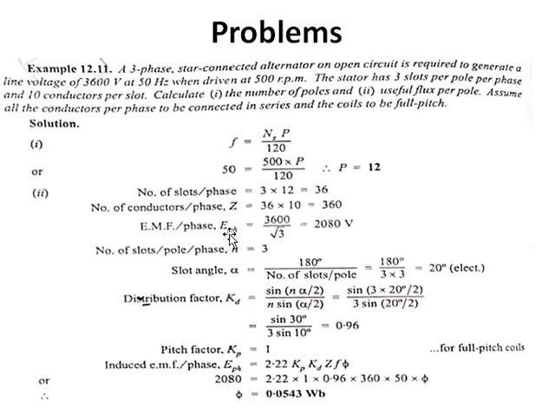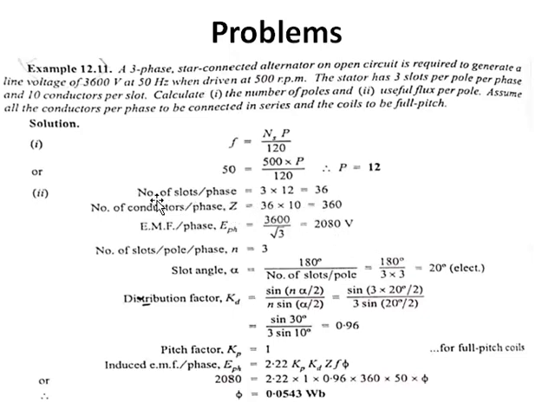The EMF per phase, in case of a star connection, E phase is equal to EL divided by root 3. 3600 divided by root 3, we get E phase is equal to 2080. Next thing is we have to find the number of conductors.